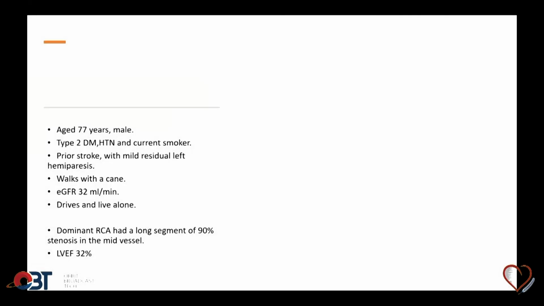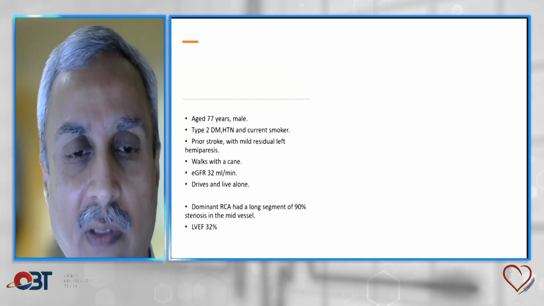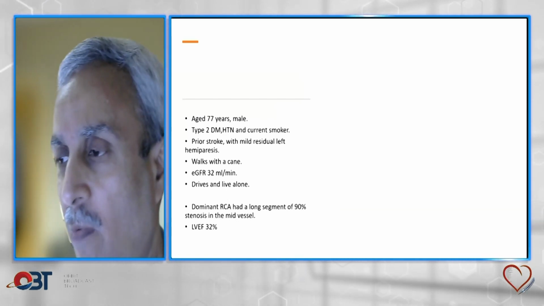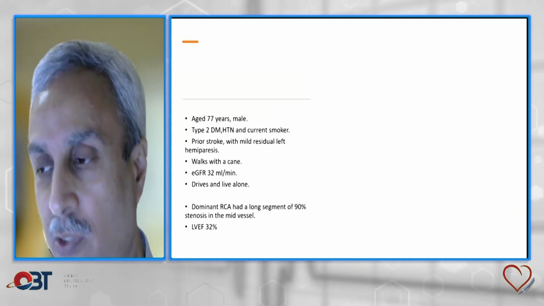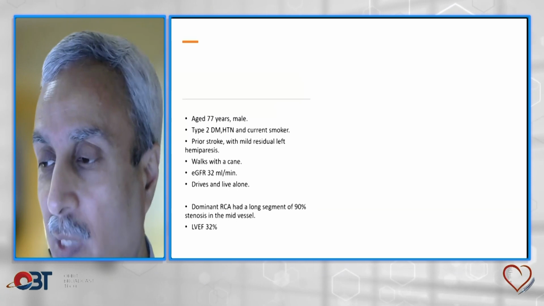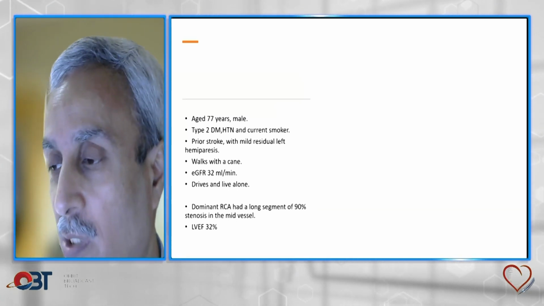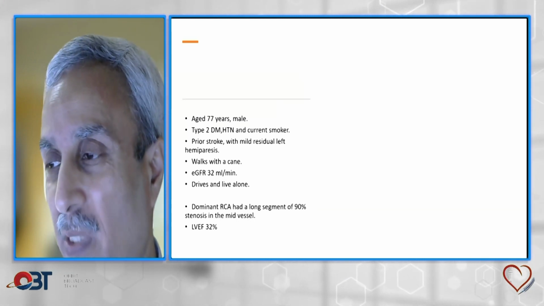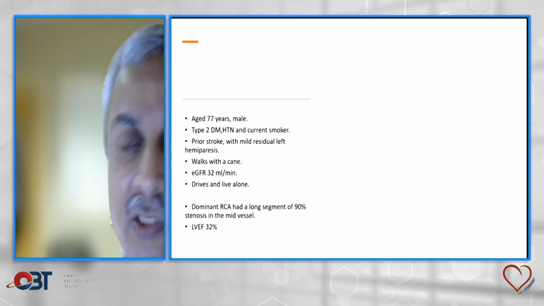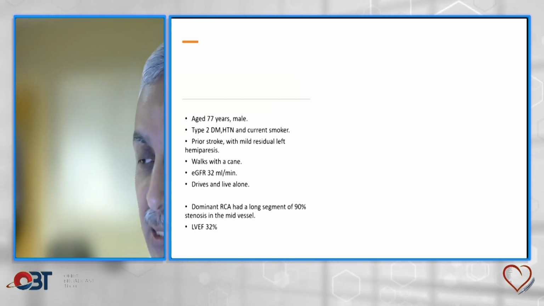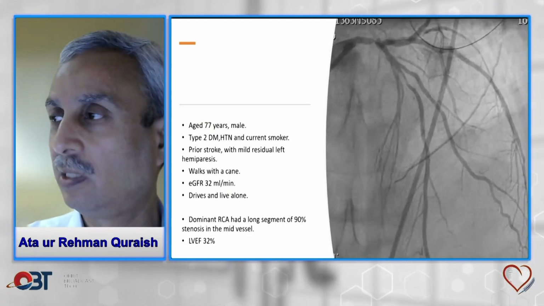So just start with a case. A 77-year-old male, type 2 diabetes, hypertension, with history of prior stroke, mild residual left hemiparesis, walks with a cane, eGFR of 32. He still drives and lives alone. Manages all the routine household chores. He came in with ongoing stable angina and some history of shortness of breath on exertion. Dominant RCA has a long segment of 90% stenosis, EF 32%, and that's his left side.